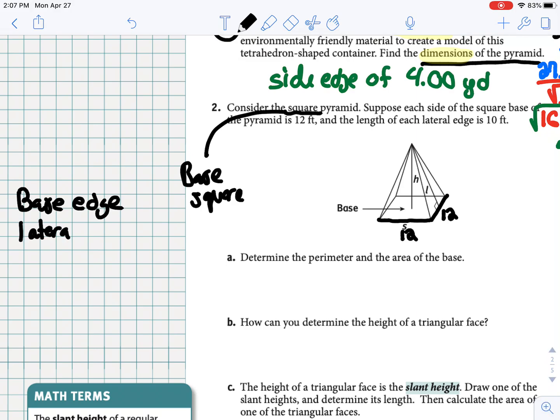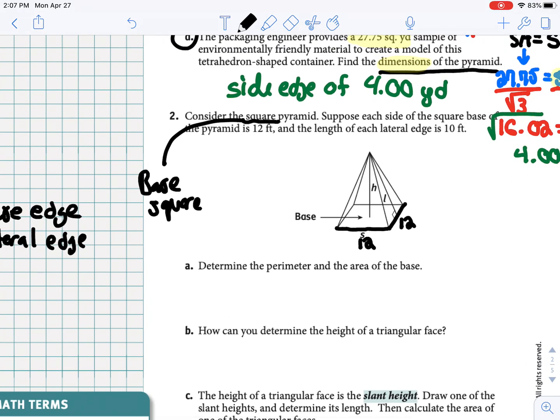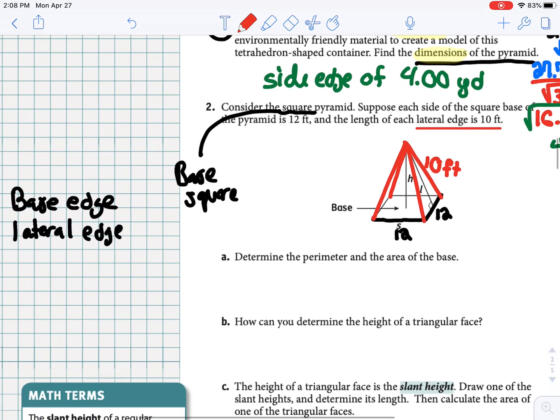Sometimes we talk about the lateral edge. The lateral edge, as we talked about in this example, is any edge of one of those lateral triangles. So for example, my lateral edge would be maybe this edge coming down here, this edge coming down here, this edge over here, this edge over here. So actually there are 4 lateral edges, and we know that the lateral edge here is 10 feet.